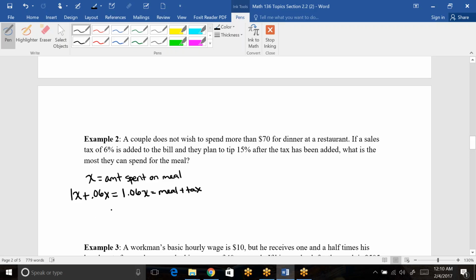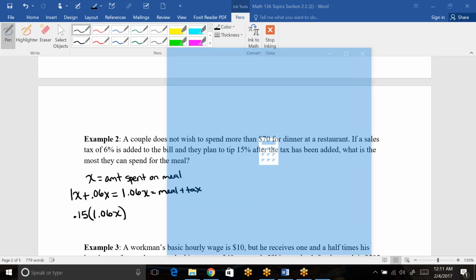Now, this will be our final step because I'm working this in stages because I want to get to the final stage all at one time. The 15% is 0.15 times the 1.06x. So notice that part right there is combined. This is actually saying, okay, how much are they going to spend in tip based on what they've already spent on tax and meal. So we're going to use our calculator to work that part out.